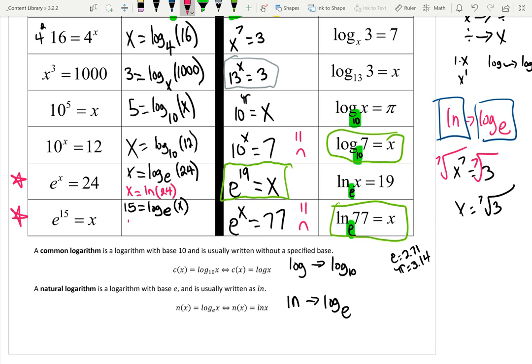I'm going to do the same thing for this one: 15 is equal to the natural log of x. And this is communicating that it's e to the 15. Now, I definitely know that this form is much more valuable, the reason being that I can generate the value of x. I can type e to the 15 in my calculator, and it will give me a number.